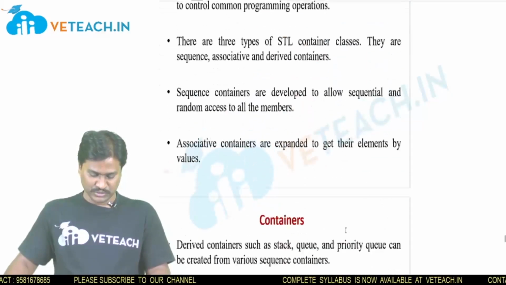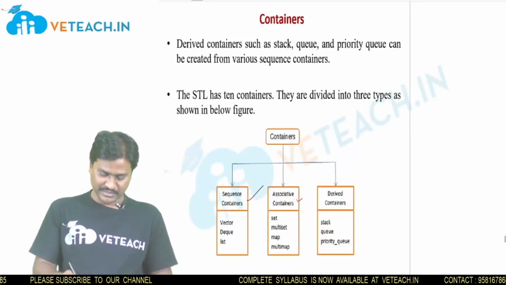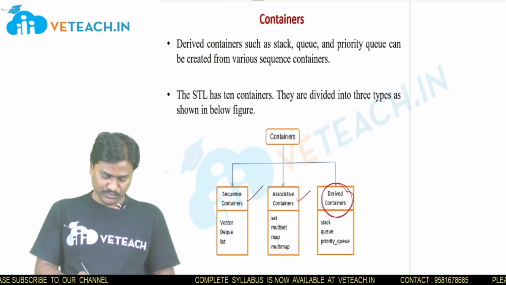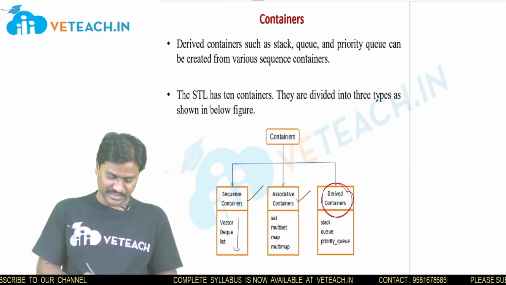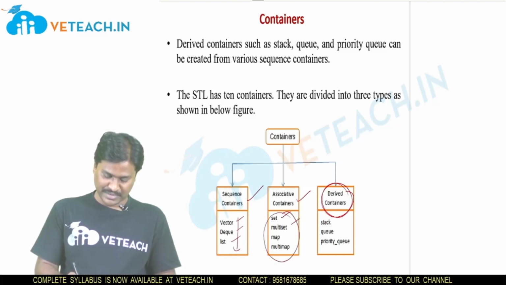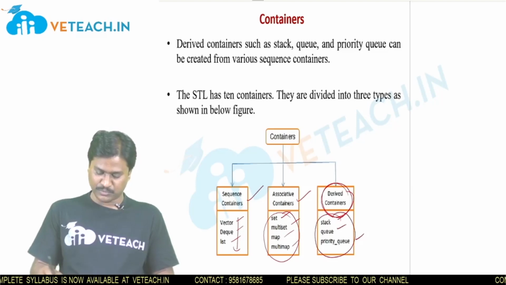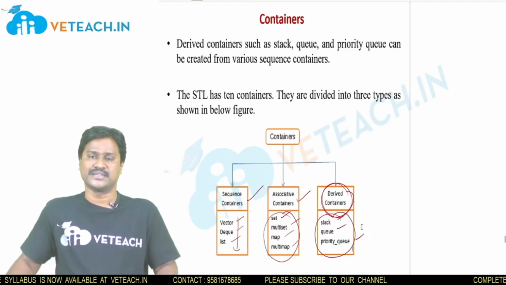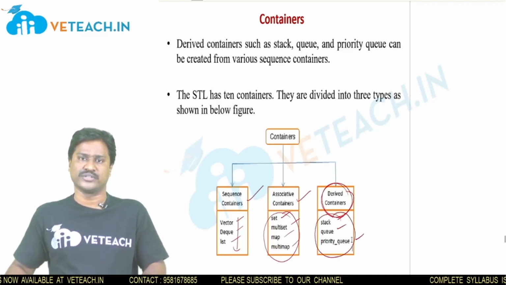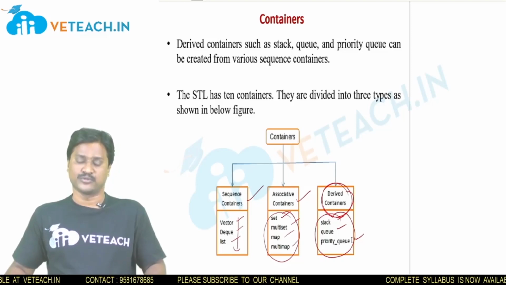And coming to the types of containers, we know there are sequence containers, associative containers, and sometimes the derived containers. Sequence containers contain data like vector, deque, and list. Associative containers are set, multiset, map, and multimap. And the derived containers are stack, queue, and priority queue. All these are data structures for element processing and storing data, and how this data can be accessed in our program for processing.